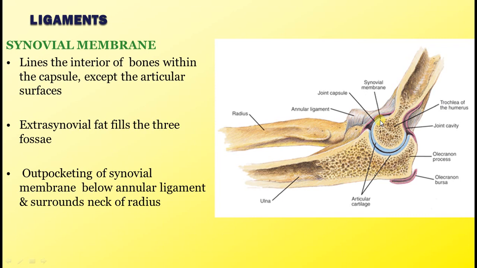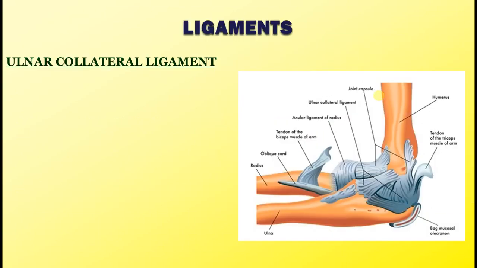I showed you that in the last picture, below the annular ligament, and it is actually surrounding the neck of the radius. So that outpocketing of the synovial membrane brings a protection to the head of the radius so that it doesn't slip out during the radioulnar joint movements, when the head of the radius is going to spin inside the annular ligament. So that is about the synovial membrane of the elbow joint.